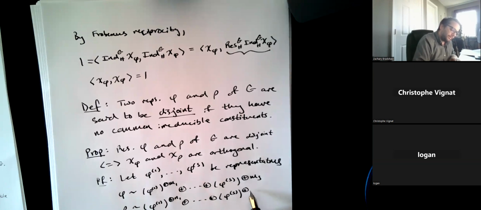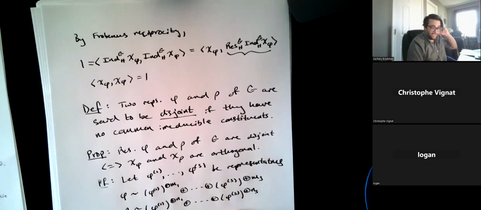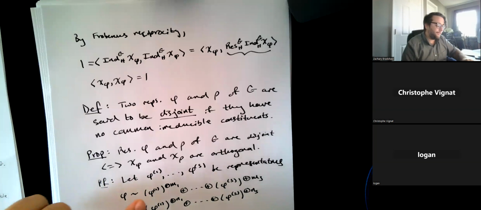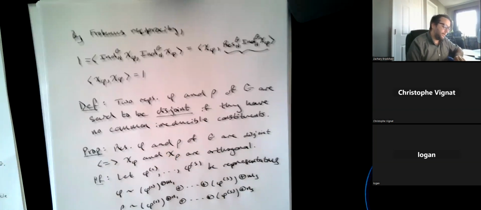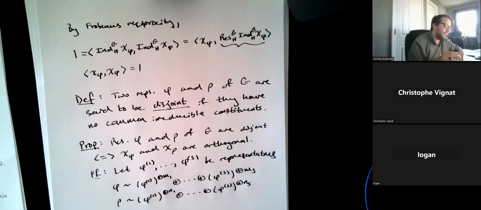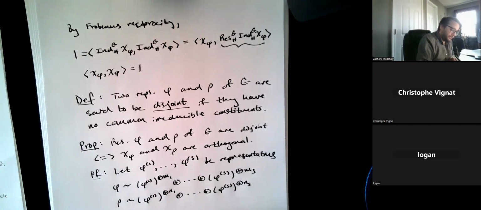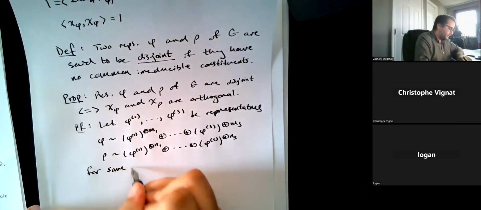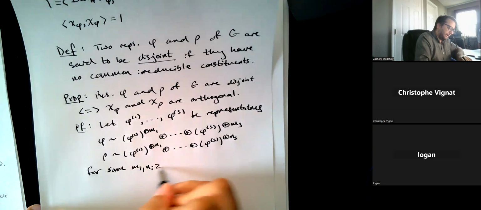Don't be deceived. I wrote phi here, but I could have easily used something that wasn't phi or rho. These are just the representatives of the equivalence classes of irreducible representations of G. So they have nothing to do with phi and rho other than that they make up the components of phi and rho. This is for some m_i and n_i greater than or equal to 0.